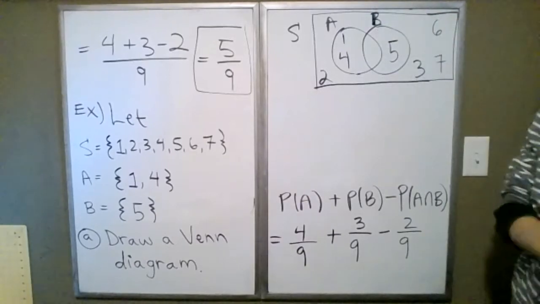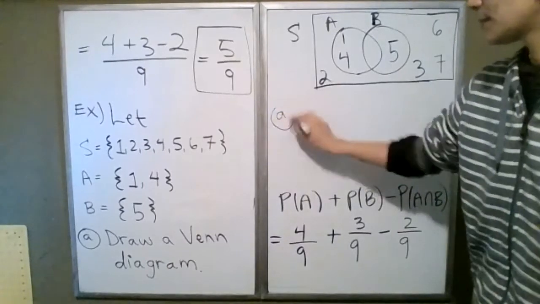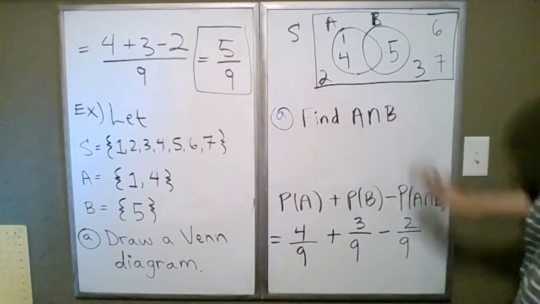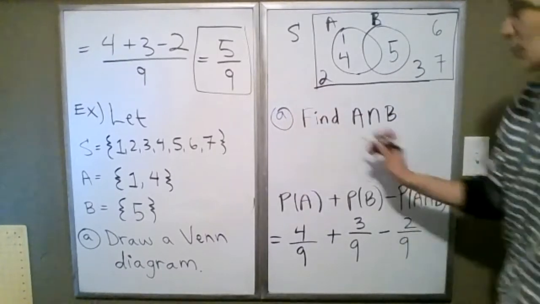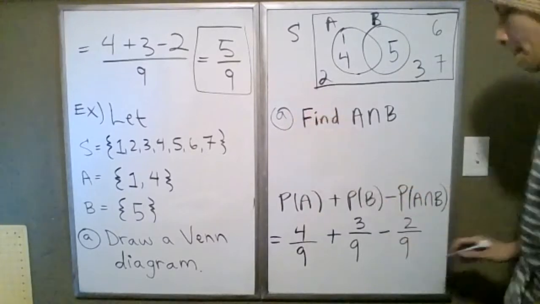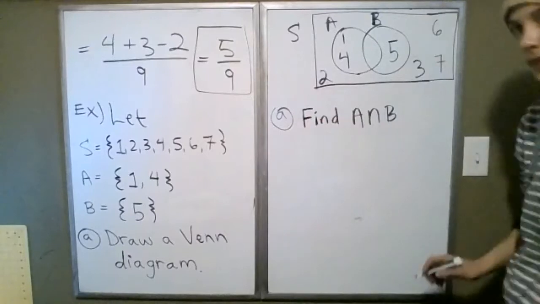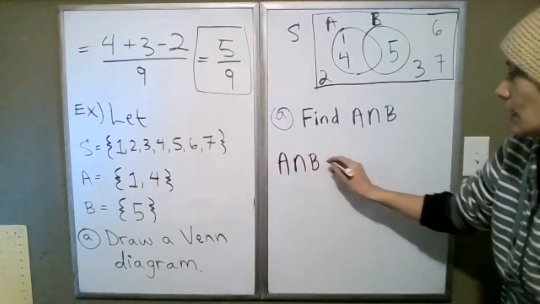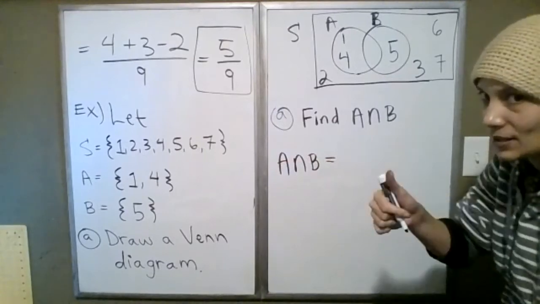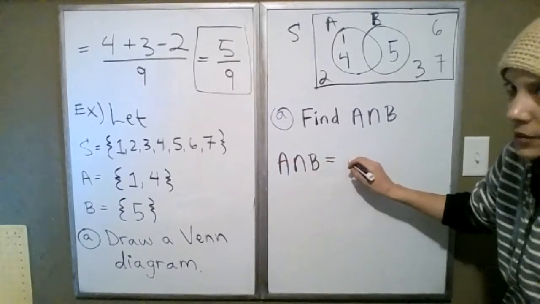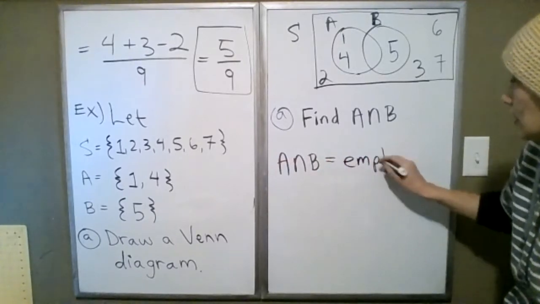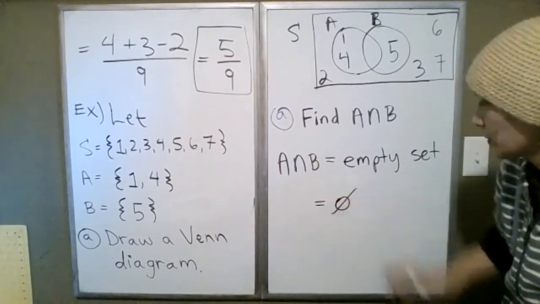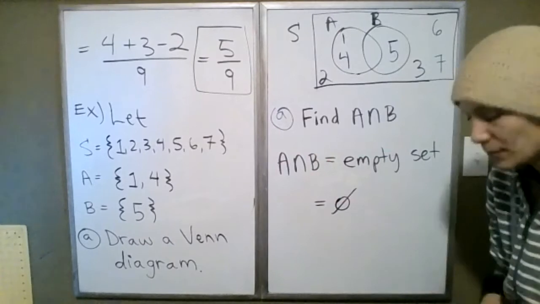Okay. Find A intersect B. So it's the set of elements in A and B. And you can say it's, yep, it is the empty set. Or you can put the symbol, which would be a 0 with a slash, but empty set is easier, I think, since we're mostly typing our answers this semester. Okay, find the probability of that set.